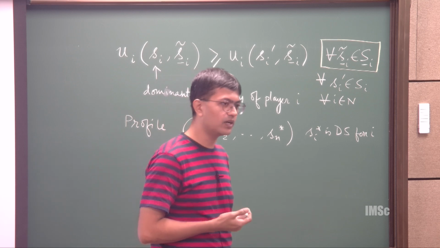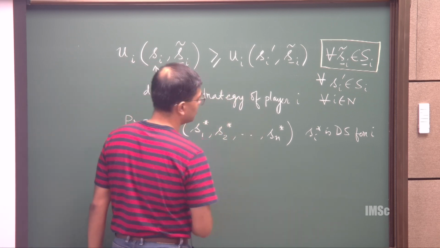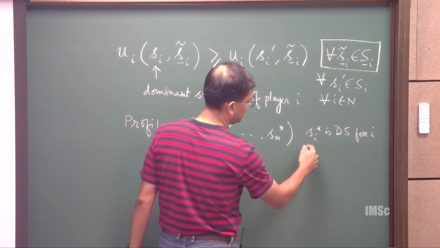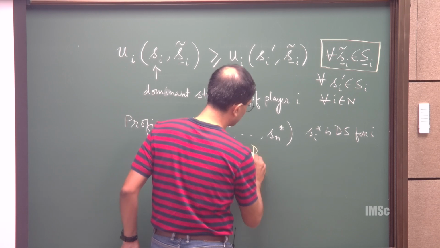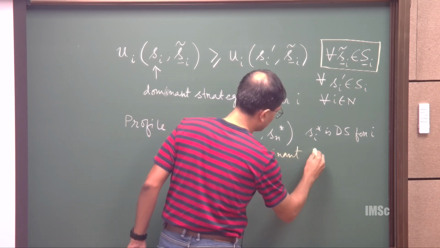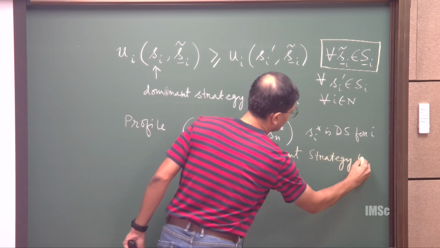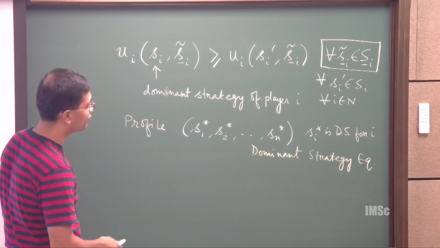Deviate, but under what condition? Unilateral deviation. Unilateral deviation. Think about that. So if this happens, then we call this a dominant strategy equilibrium. So understand these differences. Dominant strategy equilibrium. It's an equilibrium which is different from Nash equilibrium.